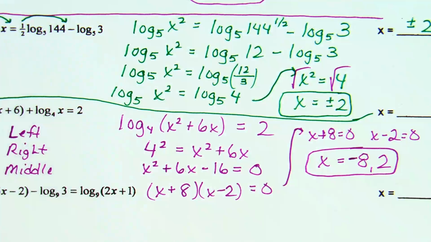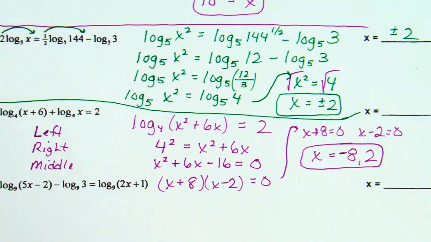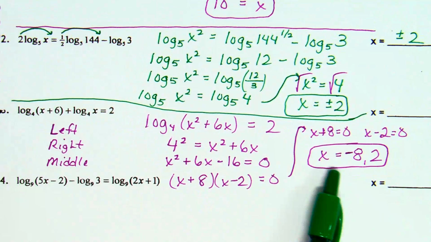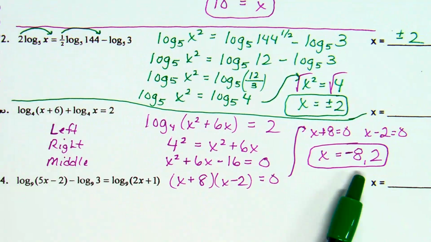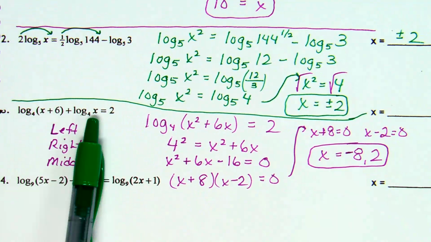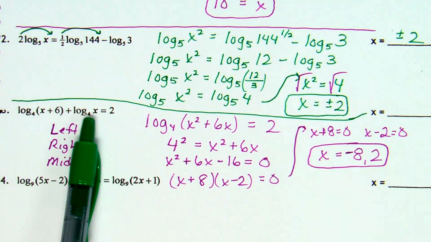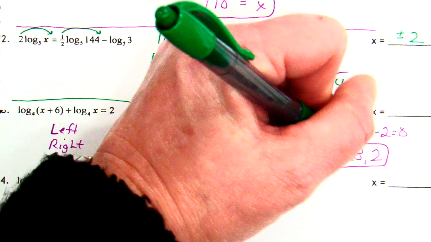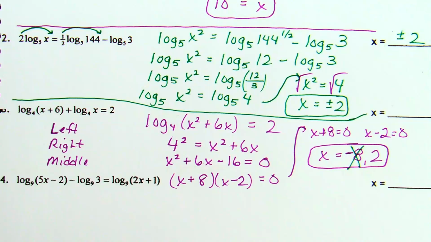Okay, and we should be checking our solutions. When you put them back into the original, positive 2 is okay, right? Log of 2, 2 plus 6, we're good there. What about the negative 8? Yeah, it doesn't appear to work, does it? Because log of negative 8 plus 6 is negative 2. Okay, so my thoughts are that negative 8 doesn't work, so my only answer remaining is 2.